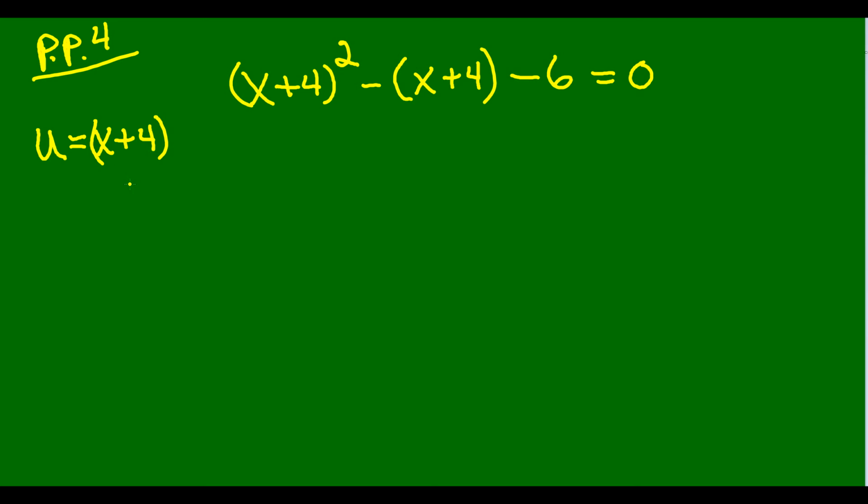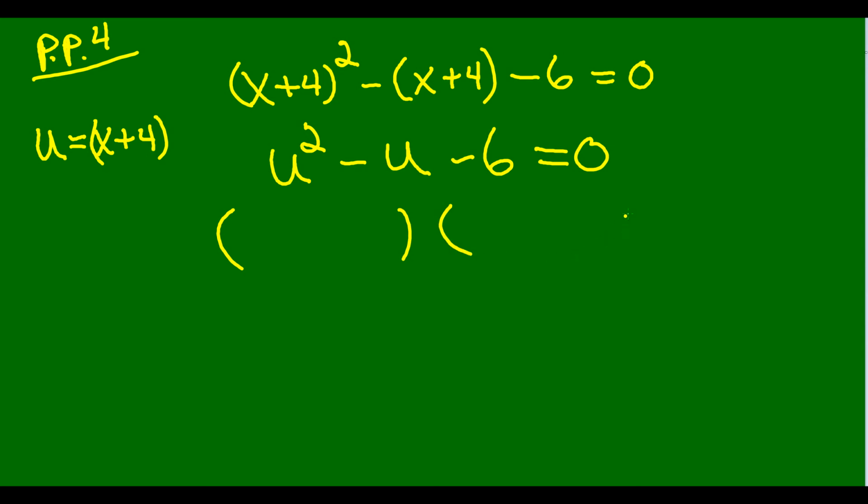Okay, so I could say u equals this x plus 4. So if u equals x plus 4, I could rewrite this equation to be u squared minus u minus 6 equals 0. And now I've got a cleaner looking problem here, and something that we are real familiar with when we're factoring. Okay, so I know this is the easy one. So I'll set my parentheses up. U is going to go here and here. My signs are negative and positive.